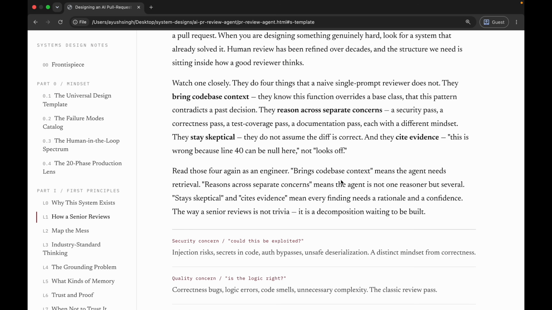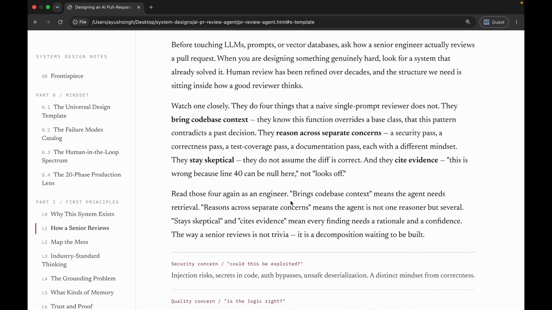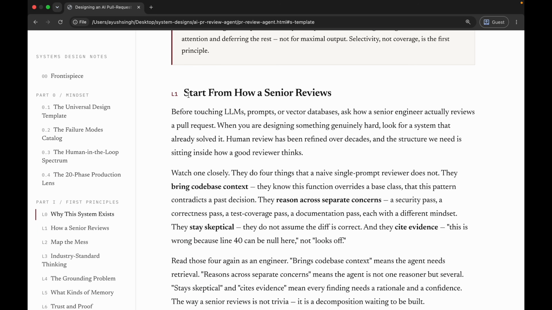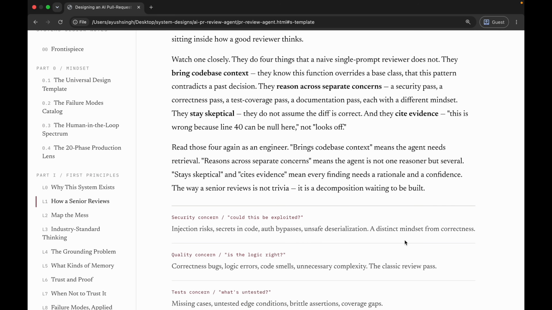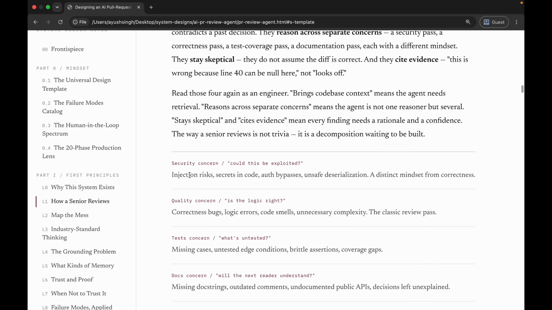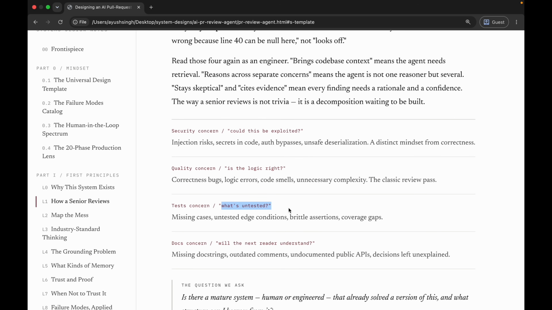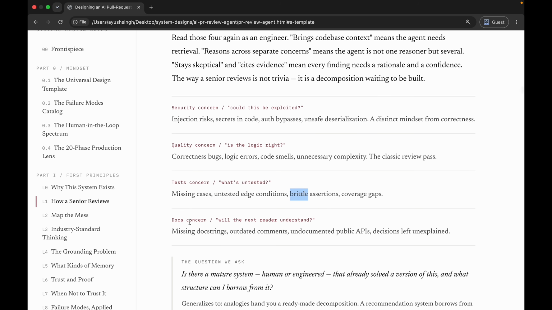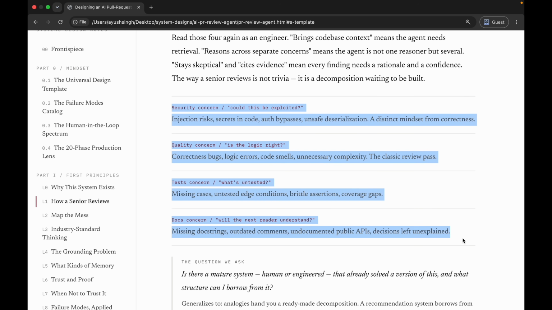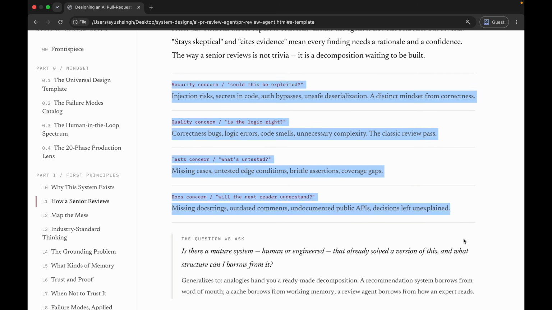Now, if you really notice, we certainly did not say, okay, let's look at the context and all. There was a thinking framework to come to this particular line. The thinking framework was, okay, how a senior engineer will review. This is how we'll review. So can we write that into a statement, right? For example, there can be a security concern. Could this be exploited? There can be quality concern. Is this logic correct according to my database? What's untested? Missing edge cases, untested brittle assertions, coverage gaps. The docs agent will be next. So there are 4 different mindsets looking at the same time, right?